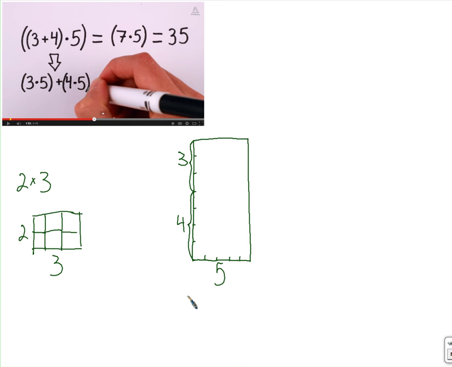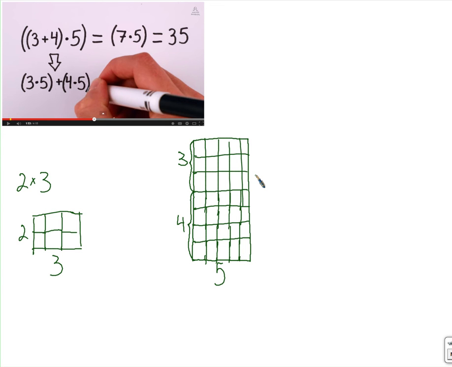Okay? So we're going to have a rectangle that has an area of 5 times 4. Each one of these is worth 5. We have to have a rectangle of 5 times 4. There's the first, well, I guess the second part of this distribution. We also have to have a rectangle of 3 times 5. So we have 4 times 5 and 3 times 5. There. There. What would we do to find the area of the whole thing? We would take this area plus this area. So we have 4 times 5 plus 3 times 5.